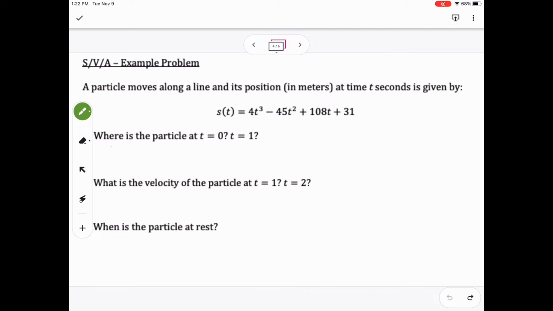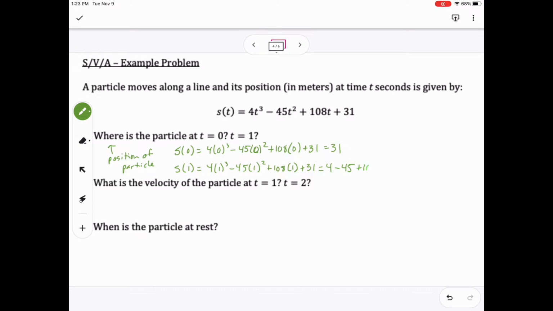Here I have an example problem where a particle moves along a line and its position in meters at time t seconds is given by the following function. I would like to find where the particle is at time 0 and time 1. That means I'm looking at the position, so I'm looking at the first function. I just need to plug in 0 into my original function and plug in 1. When I plug in 0, I get the value of 31. When I plug in 1, I get the value of 97.